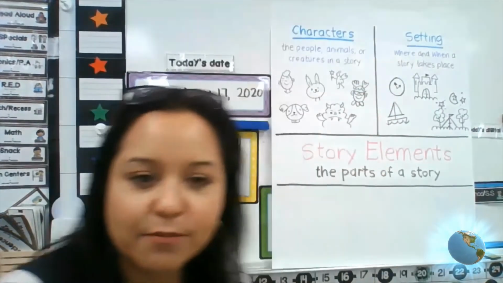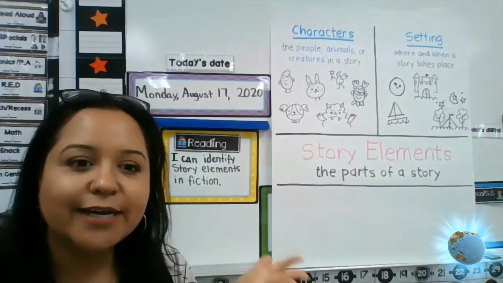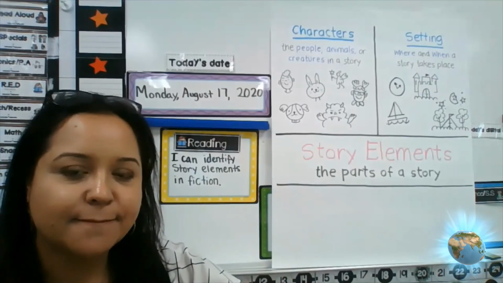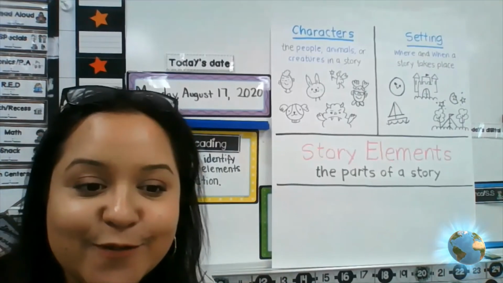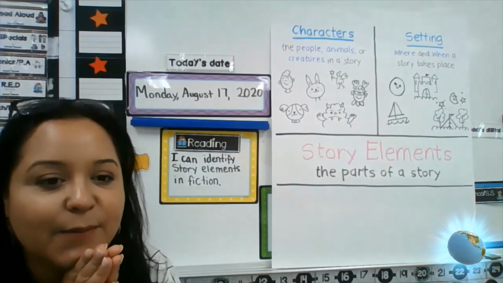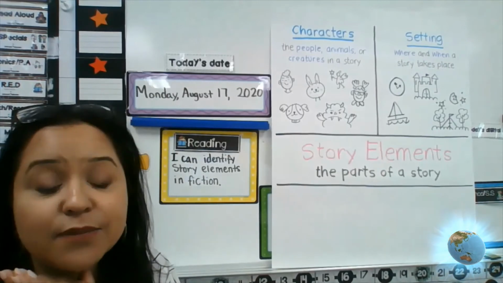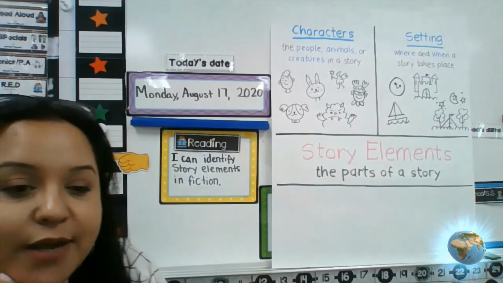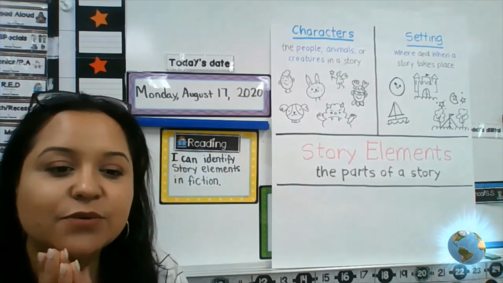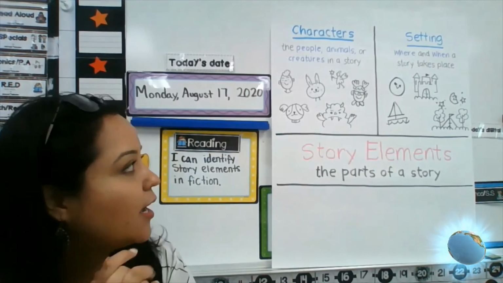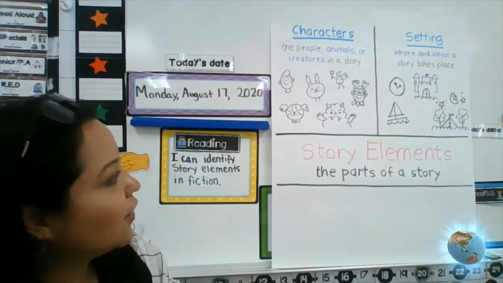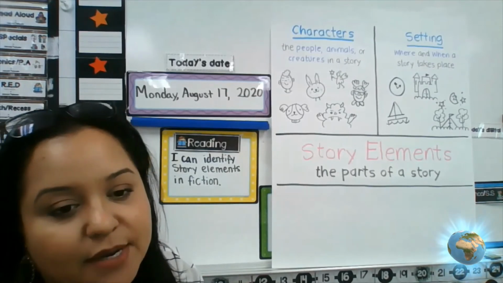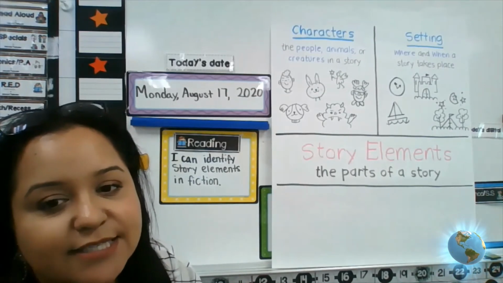All right, so settings. Where did this story happen? If you say school, that's right. The story happened at school, different places at school. I know she went out for recess. She was in her classroom. She had lunch. So that's where the story happened, at school, and we call that settings.